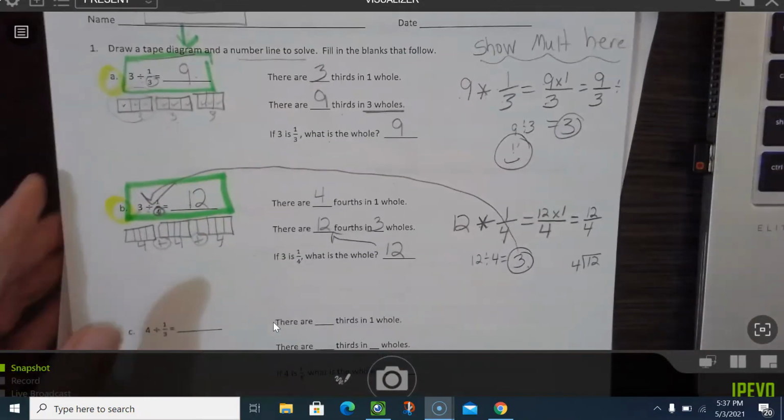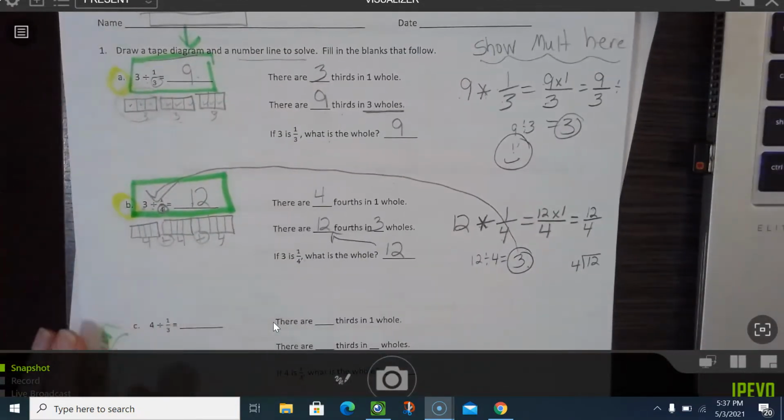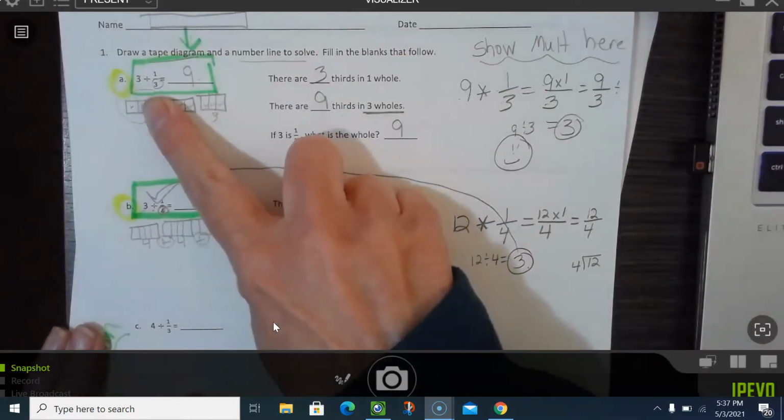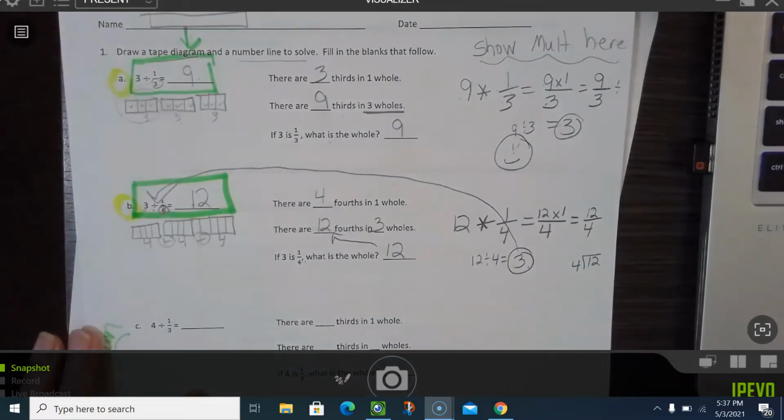I hope that you learned a lot today about multiplying to check your fraction or a whole number divided by a fraction. Great job today, boys and girls.